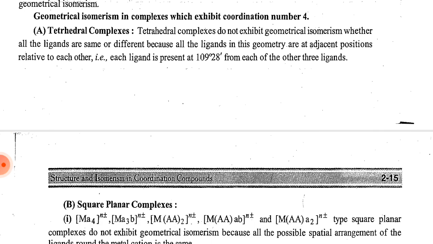Tetrahedral complexes do not exhibit geometric isomerism whether all the ligands are the same or different, because all the ligands in their geometry are at adjacent positions relative to each other. Each ligand is present at 109 degrees 28 minutes from each other. So a tetrahedral complex doesn't show geometric isomerism whether the ligands are the same or different, but still the ligands will be at adjacent positions to each other. The bond angle will be 109 degrees 28 minutes.